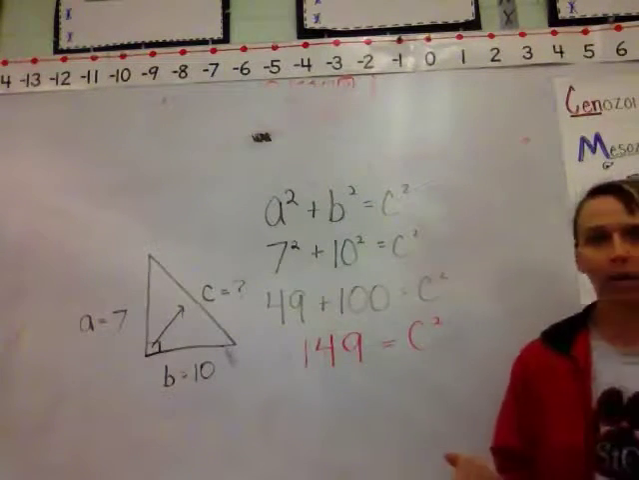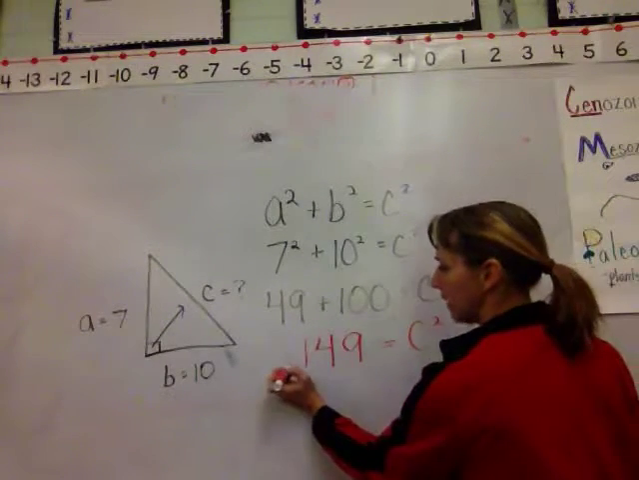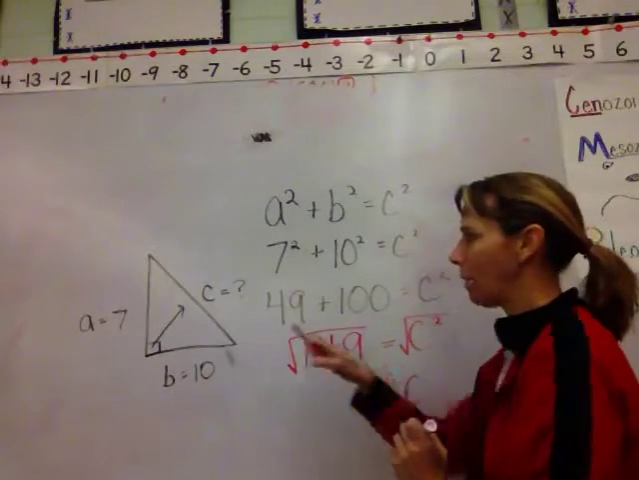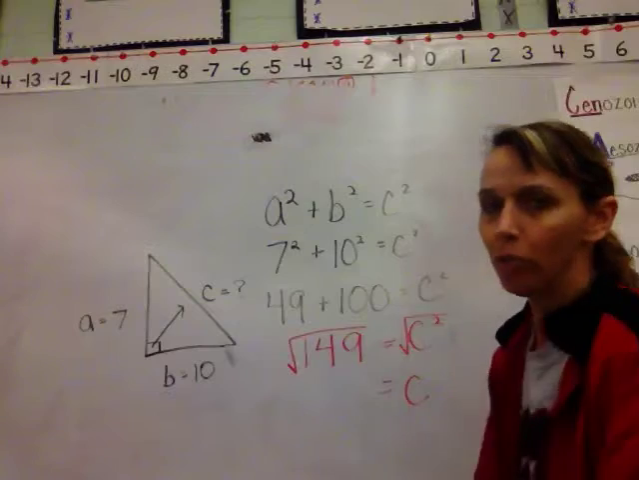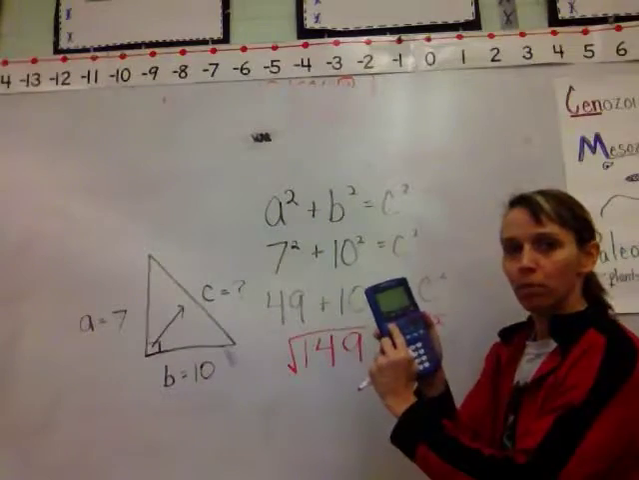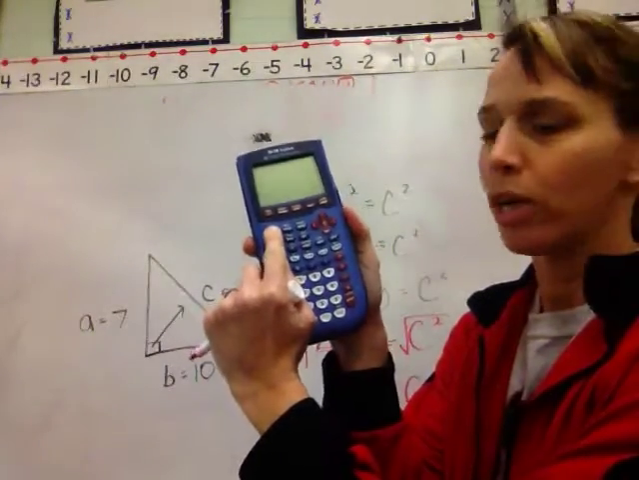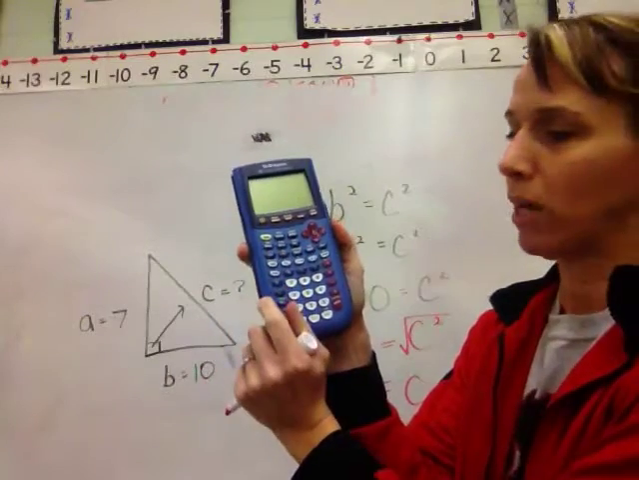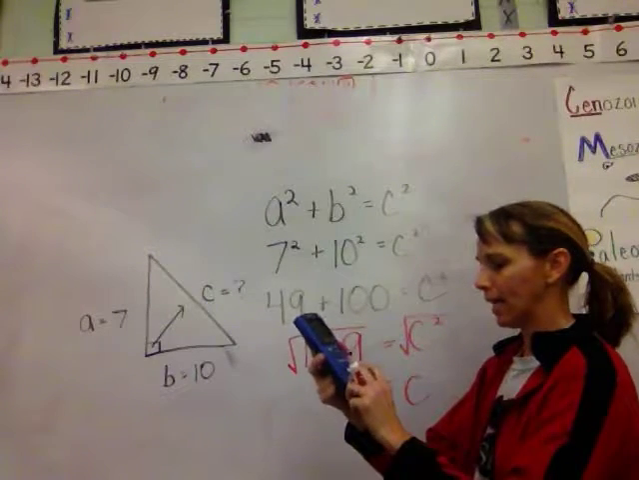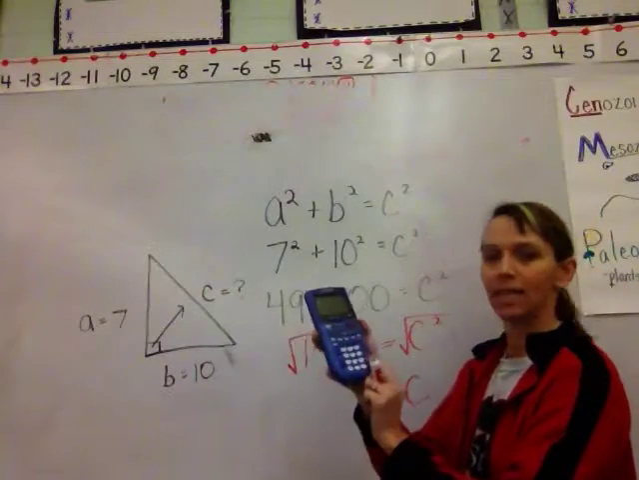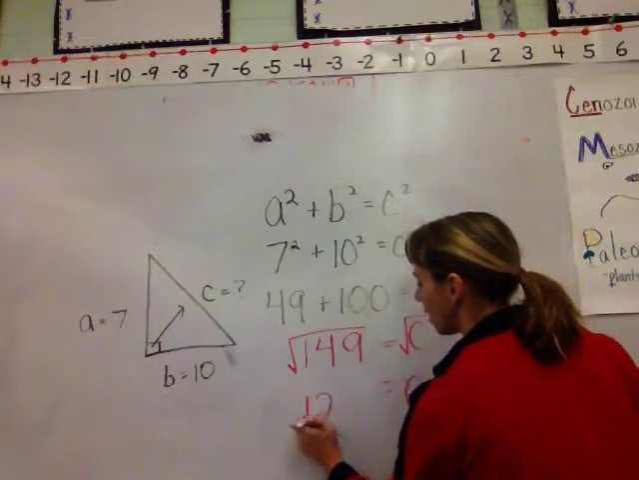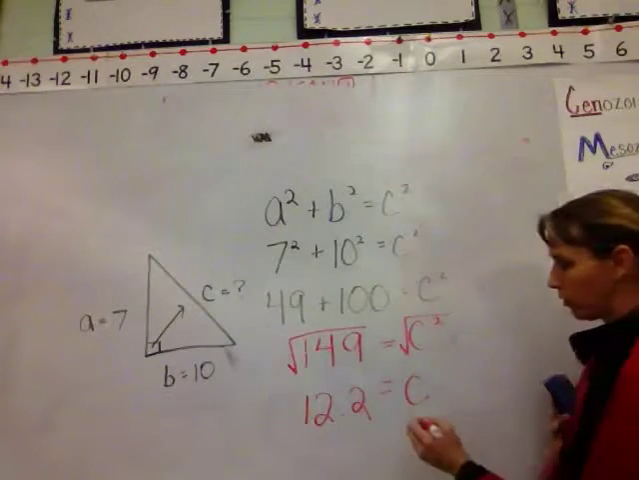To determine what C squared is, or what C is equal to, I'm going to take the square root of both sides, and that will determine what my hypotenuse, or my C, is equal to. Now, I don't know what the square root of 149 is, but when you are using your calculator, make sure you remember to do your second button, then your X2 button, and then type in your 149. So it'd be second, X2, 149, and hit enter. And you will get 12.2. And that is what my hypotenuse is equal to.